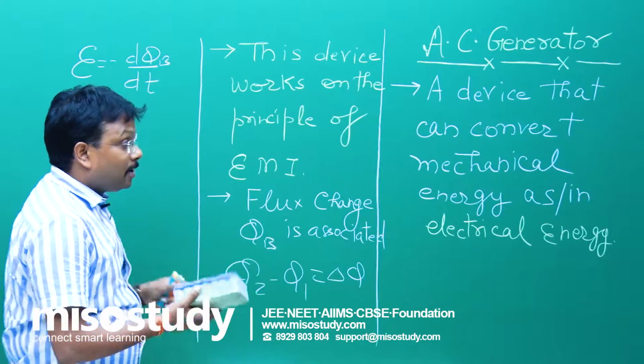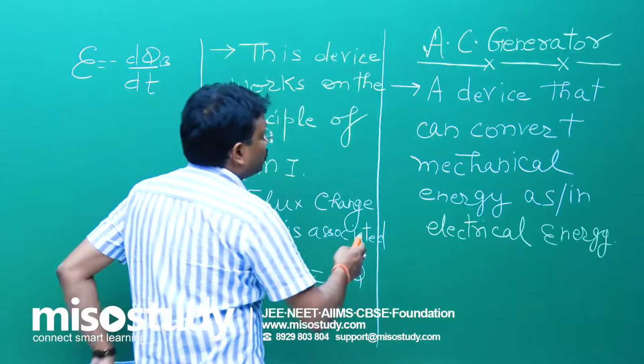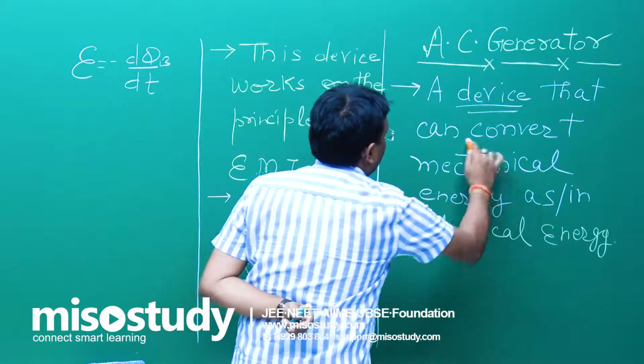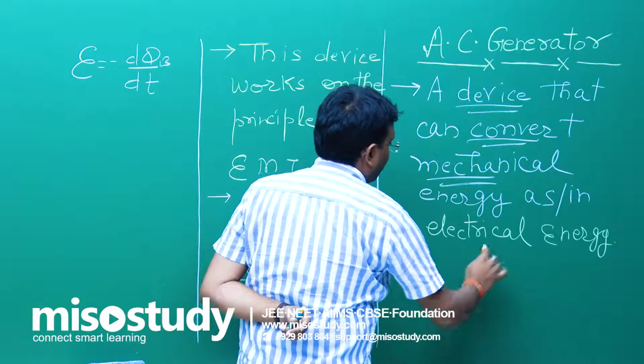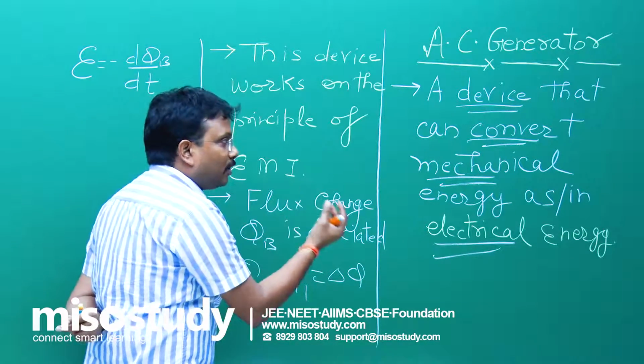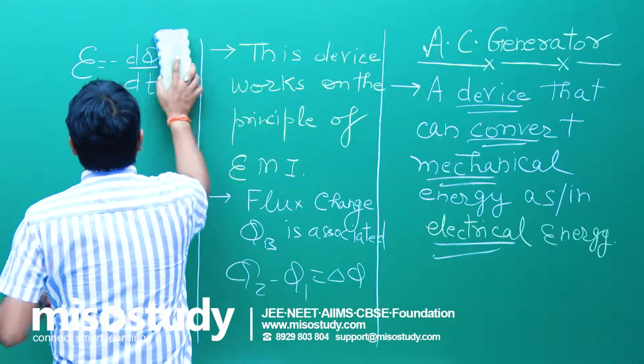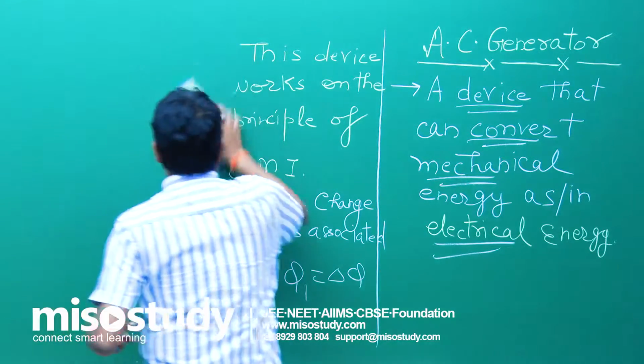This is a device. Whenever you have to write an answer, you should write in this format. So, what you should say? Device, convert, mechanical, electrical. These 4 underlined words you should remember. By that you can expand your answer. So, what I will do? I will erase all these aspects.